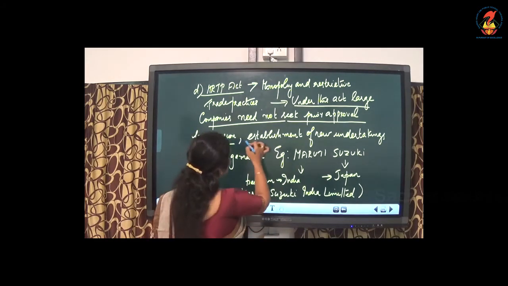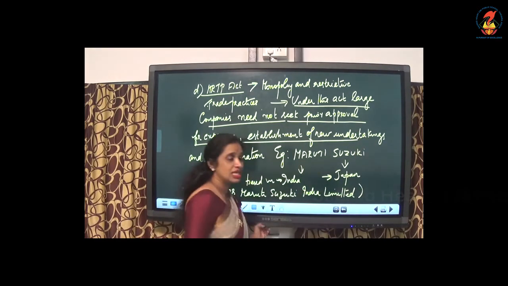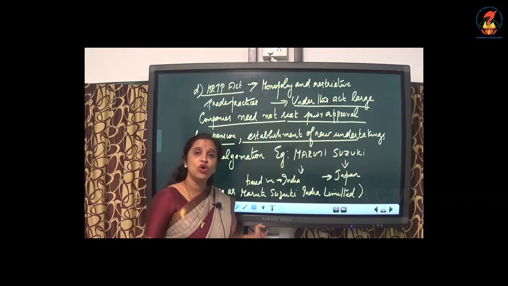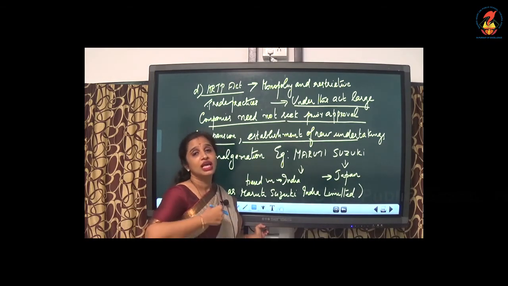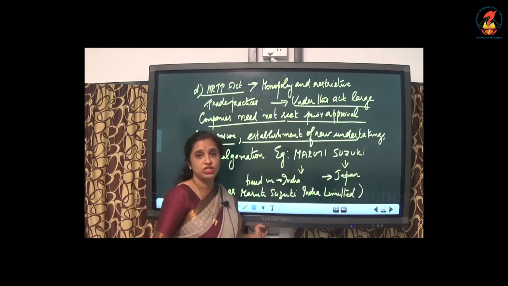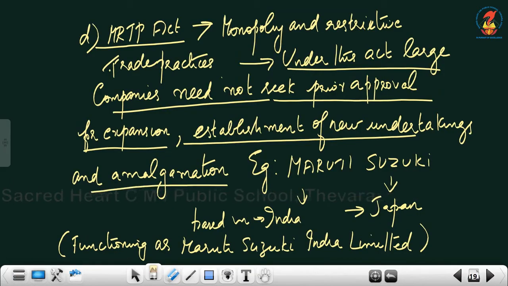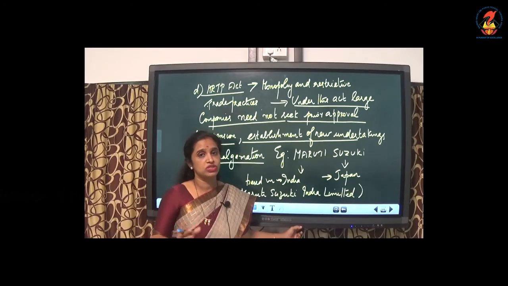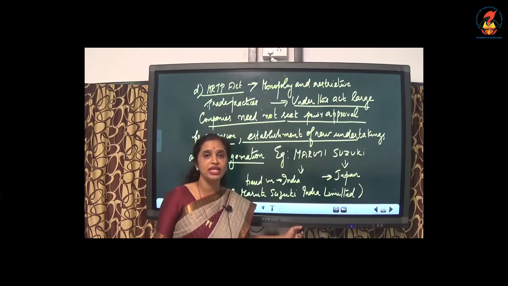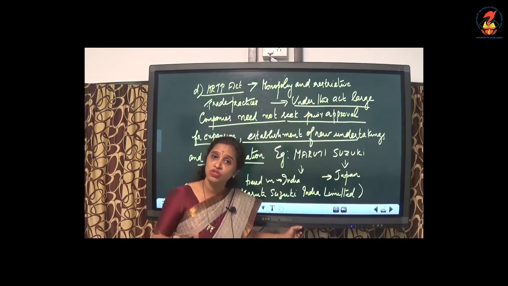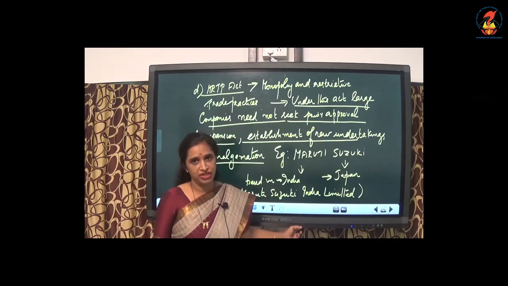Now, next one is establishment of new undertakings. The large scale industries don't want any licensing for undertaking the new establishments or for the establishment of new undertakings. Okay, and they are free to do the amalgamation also. What is meant by amalgamation? Now big industries will join with other industries. That process is known as amalgamation. A joint venture or merging with some other companies is known as amalgamation. Amalgamation was also granted during that period.